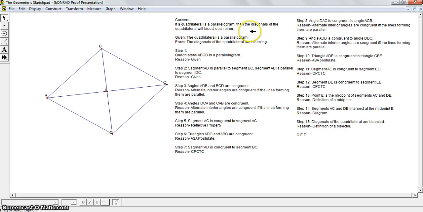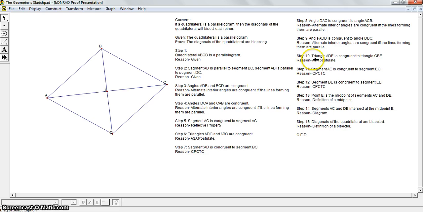So angle DAC is congruent to angle ACB. And the reason is that those two angles are alternate interior angles. And so now we move on to step 9. The angle ATB is congruent to angle DBC, and those two angles are also alternate interior angles, and the reason is the postulate.